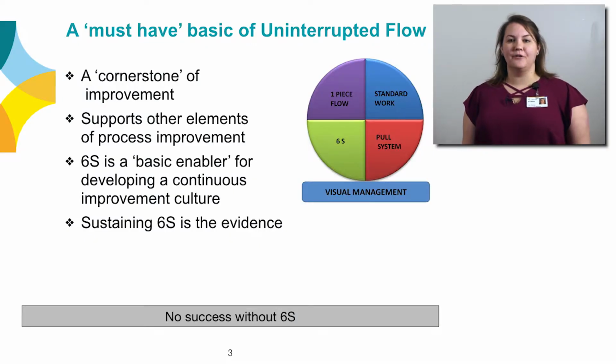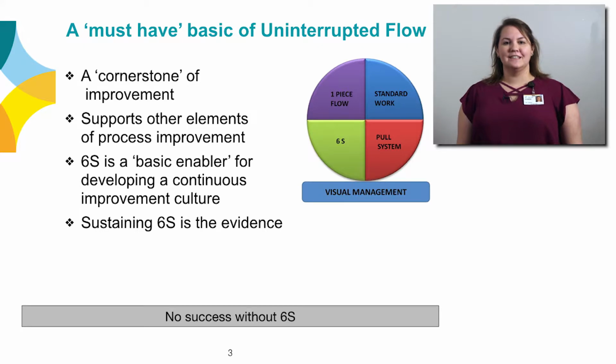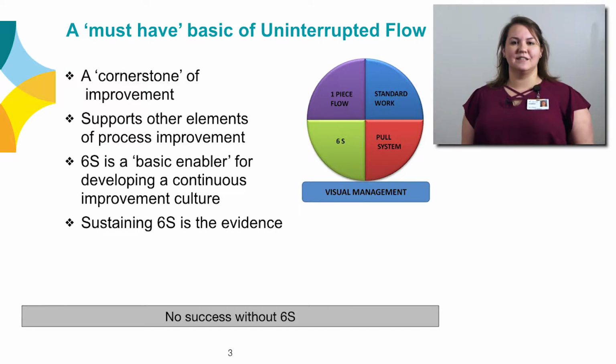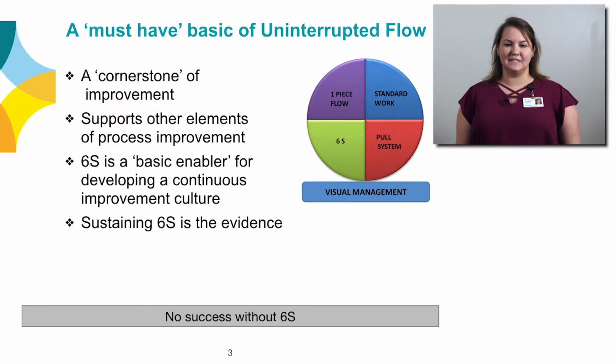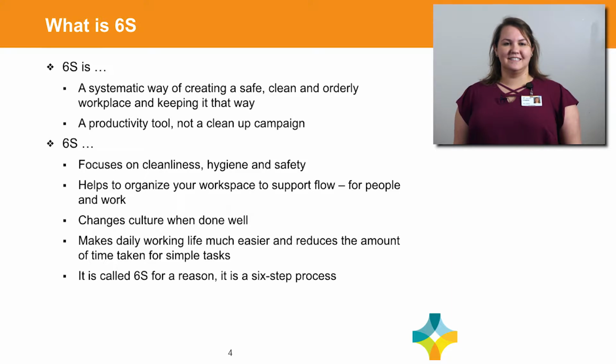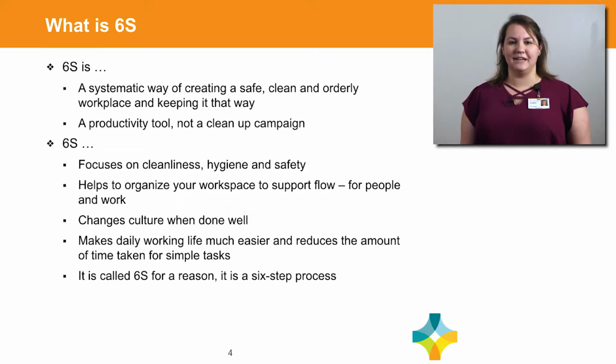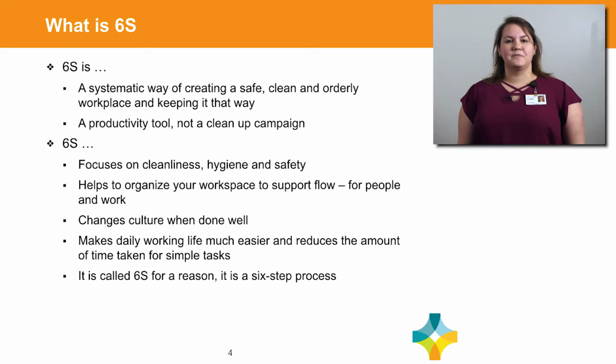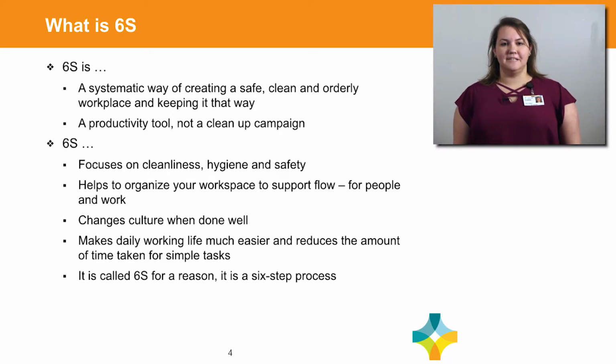6S helps to promote uninterrupted flow. 6S is one of the key pieces of the foundation to process improvement. Without 6S, it's hard to have success in process improvement. So what is 6S? 6S is a systematic way of creating a safe, clean, and orderly workplace and keeping it that way. 6S helps to organize your workplace to support flow. It will also make daily work life easier.